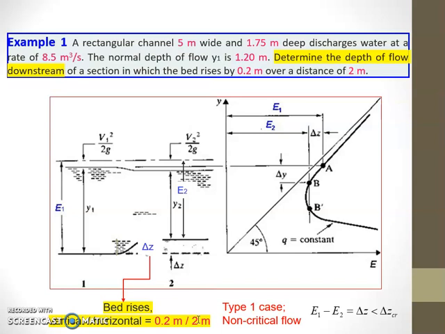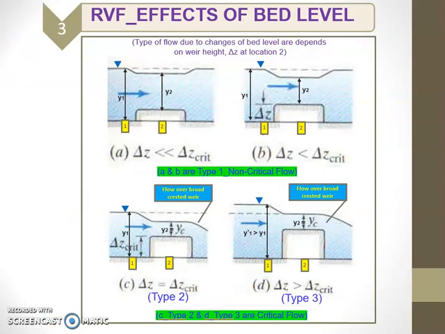We can consider that the delta z is very minimum in order to create the critical flow, because the change in bed level is very small. So you may consider the first condition, because you want to get the depth of flow downstream, Y2. You may start the analysis by considering type 1, where the flow will be non-critical. If you look back at this figure, type 1, type 2 or type 3, the flow pattern will be a type 1 condition.